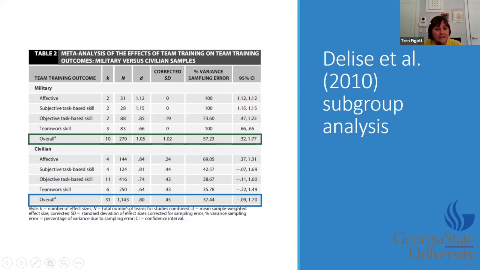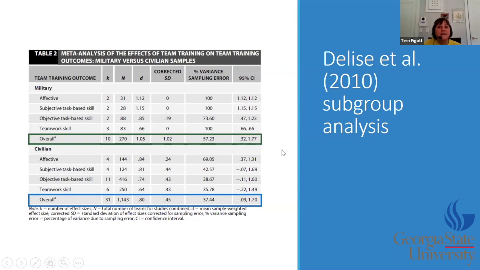And we can compare that to down here for the civilian samples. There were 31 studies there, 1,100 plus participants, and the effect size is a little bit lower, 0.8. We can see that for the overall civilian sample, that effect size is not different from 0 because the 95% confidence interval contains 0. But in the military sample, these team training programs were effective, and the treatment group was outperforming the control group in these studies.